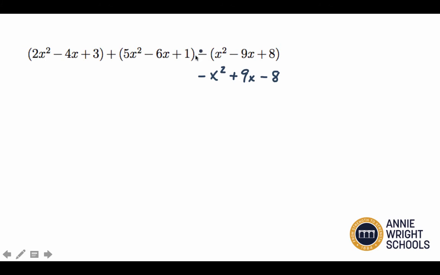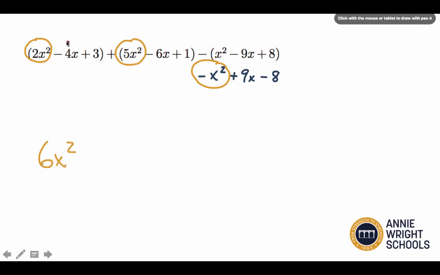Now, once I've taken care of that minus sign, now I can just group like terms as we go. So I'm going to use some different colors here. I've got a 2x squared, I've got a 5x squared, and I've got a negative x squared. Getting those together, that's 7x squared minus x squared, that's 6x squared.